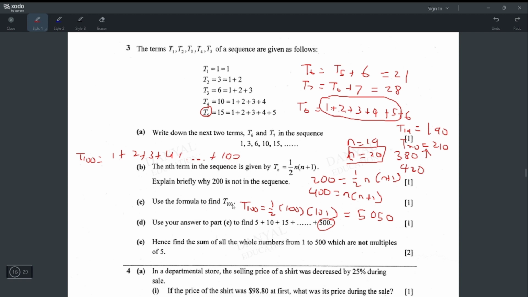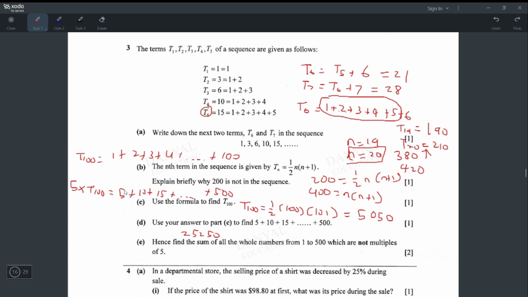So you'll notice that there's actually 100 numbers in here. And that means we can use this sequence right here to find what that is. And how to do this is actually just 5 times T100, which is 5 plus 10 plus 15, so on, plus 500, which is exactly what we want here. So 5 times T100 is just 25,250. And hence, find the sum of all the whole numbers from 1 to 500, which are not multiples of 5.